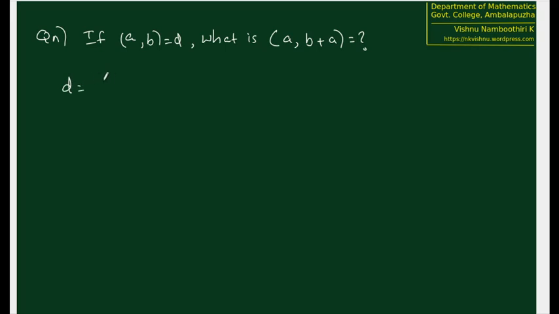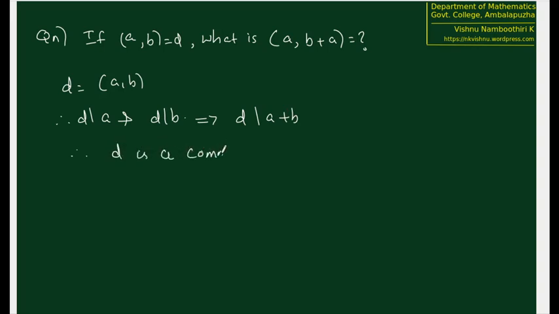So D is given to be the GCD of A and B. We are proceeding like this. We know that D divides A and D divides B. Together this implies that D divides any linear combination of A and B. Therefore, D divides A plus B also, which is B plus A. So D is a common divisor of A and B plus A.